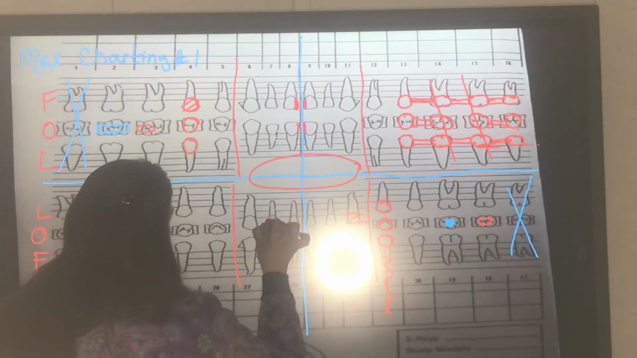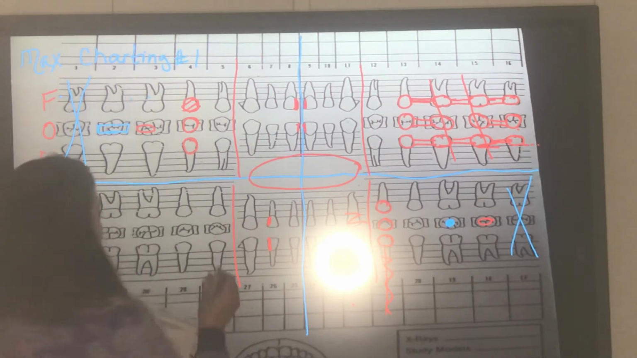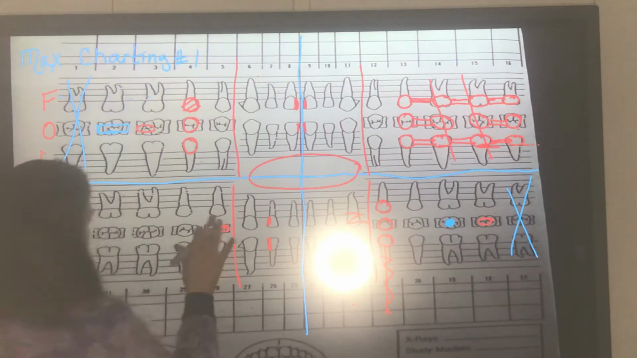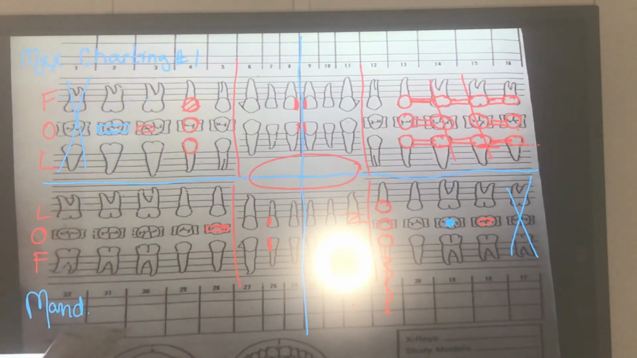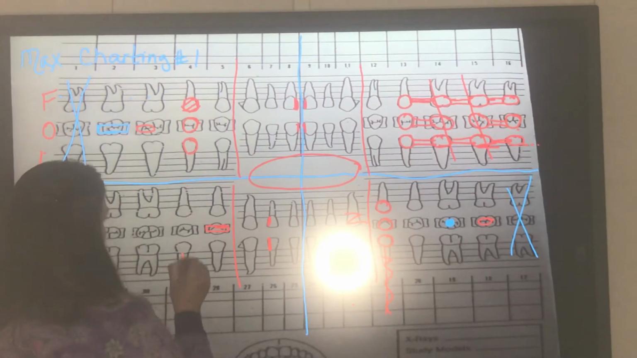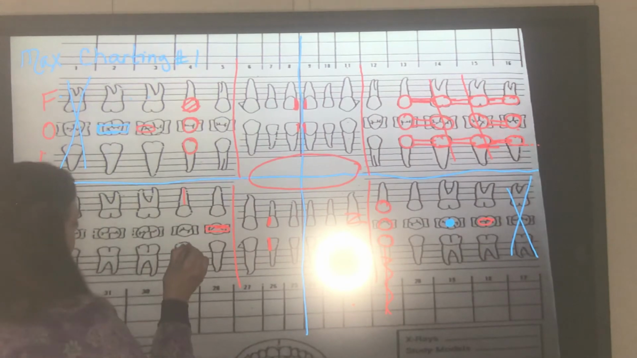Decay is always in red because we need to do something about it, and it's on the distal. Okay, tooth number 28 needs an MOD composite. Oh, it's open, not filled in because it's a composite. And tooth number 29 needs a root canal and a porcelain crown. This guy needs a lot of work today.